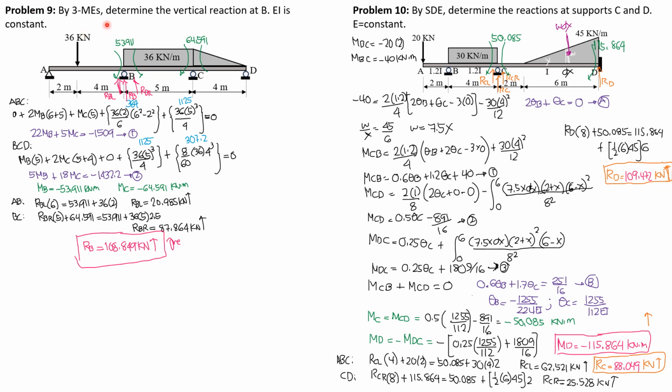Here is the solution to problems 9 and 10 given in the final exams in December 2003 as two problems in the final exams in structural theory. By three-moment equations, determine the vertical reaction at B. EI is constant, so just the vertical reaction at B.